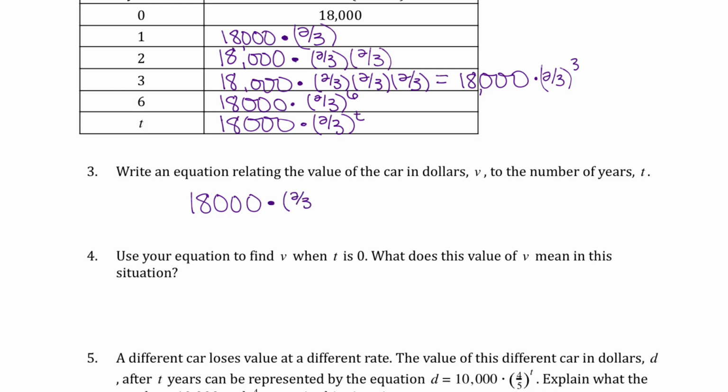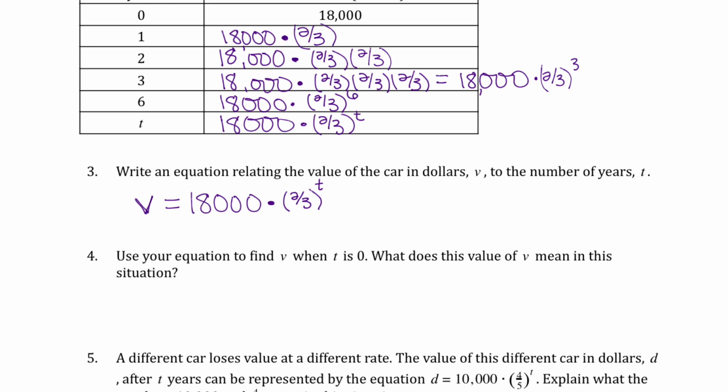What's my years? What's the variable for years here? What's it in the problem? T. Okay. And what value do I not have yet? What letter have I not used? V. So V equals 18,000 times 2/3 to the t.